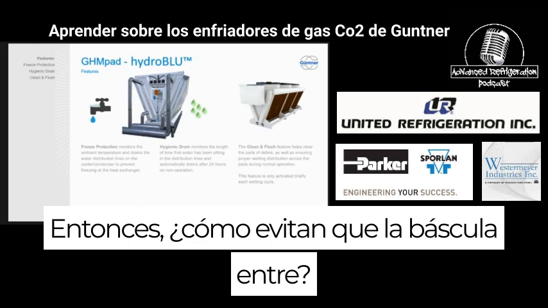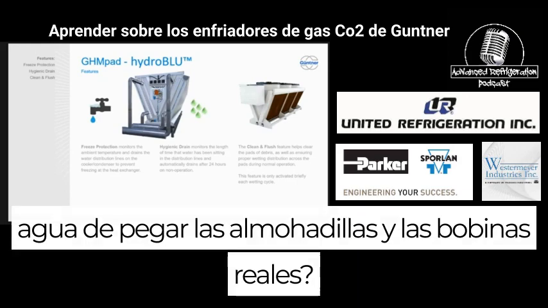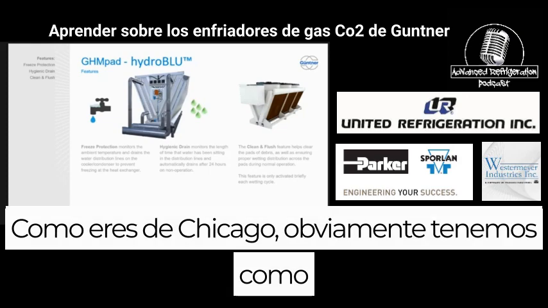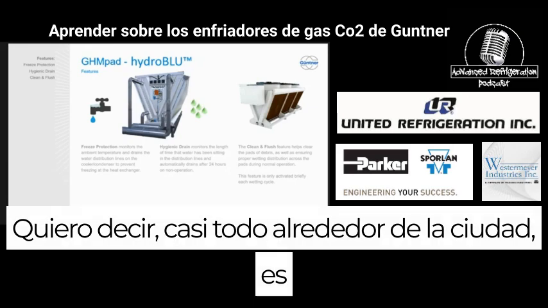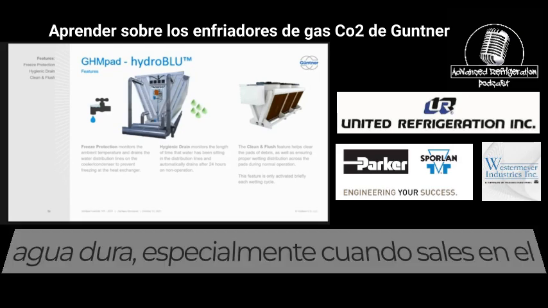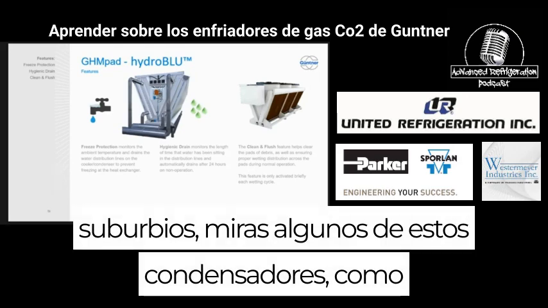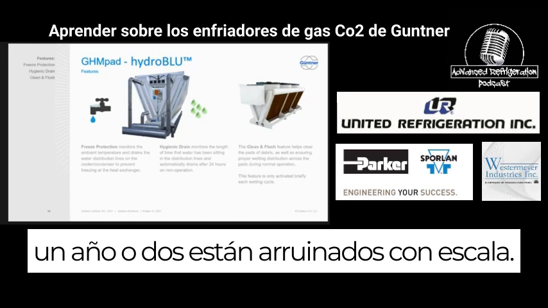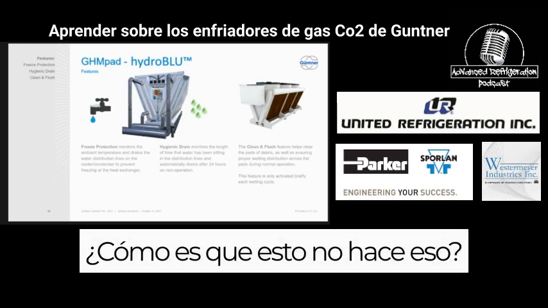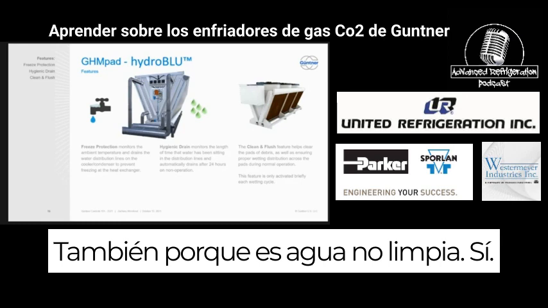So how do you guys keep the scale from the entering water from gumming up the pads and the actual coils? Because you're from Chicago, obviously, so we have really hard water up here. Pretty much everything around the city is hard water, especially when you get out in the suburbs. You look at some of these normal condensers that guys run sprinklers on, and after a year or two, they're ruined with scale. How does this not do that also? Because it's entering non-cleaned water.